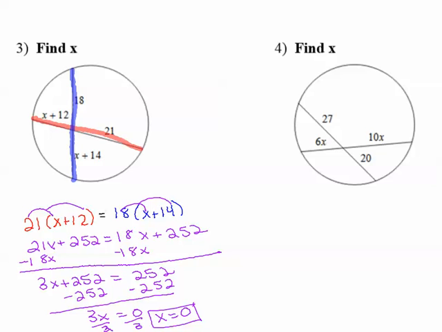Last example. I'm going to start out highlighting again. Highlight one in red and one in blue. I normally do that so I don't get this confused. So I'm going to start out and I'm going to say, okay, well, what's on red? I have 6x times 10x. And that equals 27 times 20.